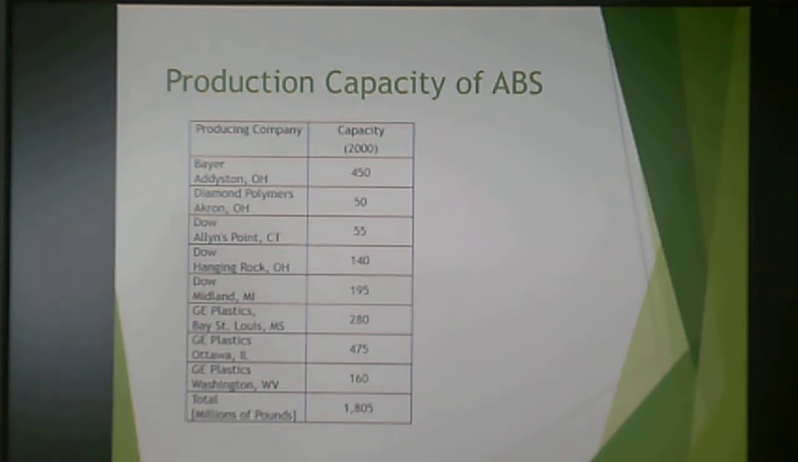Right now, various different companies do this. Right now, Bayer is the biggest one, but Dow still does quite a lot. GE Plastics as well. So you're looking at GE and Dow and Bayer as the big producers of ABS.